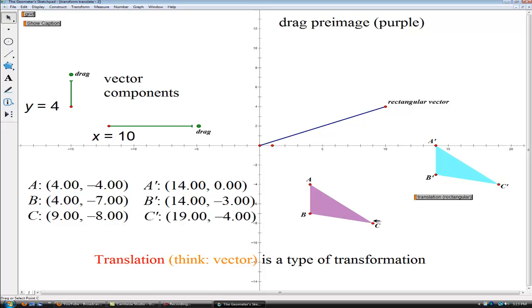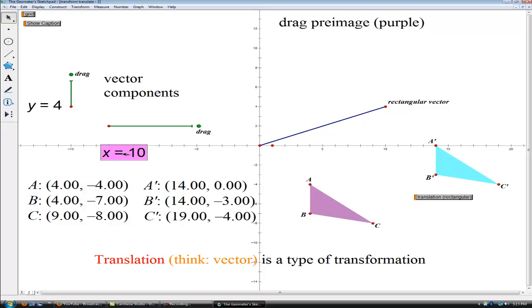Now, this can be not so difficult of a problem if you understand components. You can also easily find the coordinates of any point on the image. Let's say, for instance, all I knew were the components 4 and 10, and I wanted to find the coordinates of A prime. Remember, x is always our horizontal, so what happens when I add 10 to 4? For the x value, we get 14. What happens when I add 4 to negative 4? I get 0.